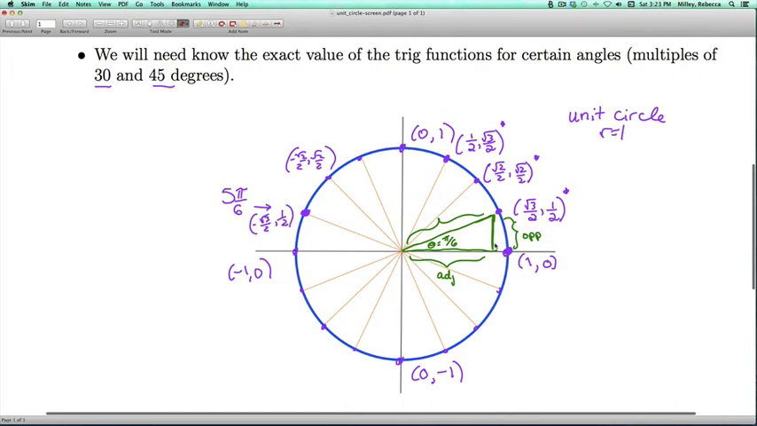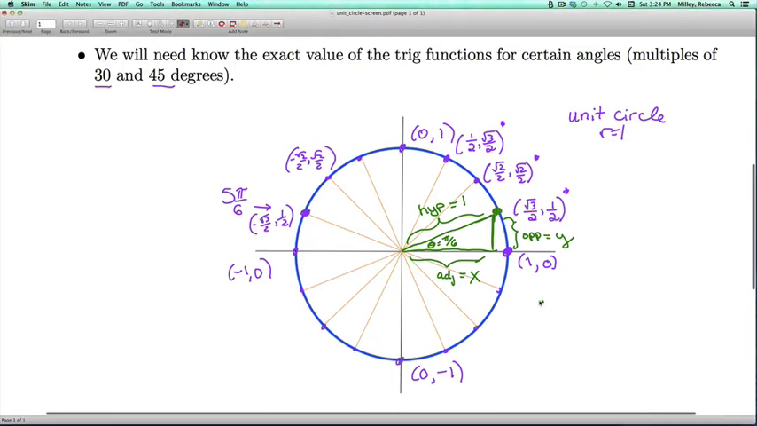We can figure these out based on the coordinates of this point. And here's how. Well, first of all, the hypotenuse side, that's just a radius of this circle. So the hypotenuse is 1 because the radius is 1. The adjacent side is exactly how far over this point is. It's exactly the x value of that point. And the opposite is exactly the y value of the point. It's the height of this point right here.